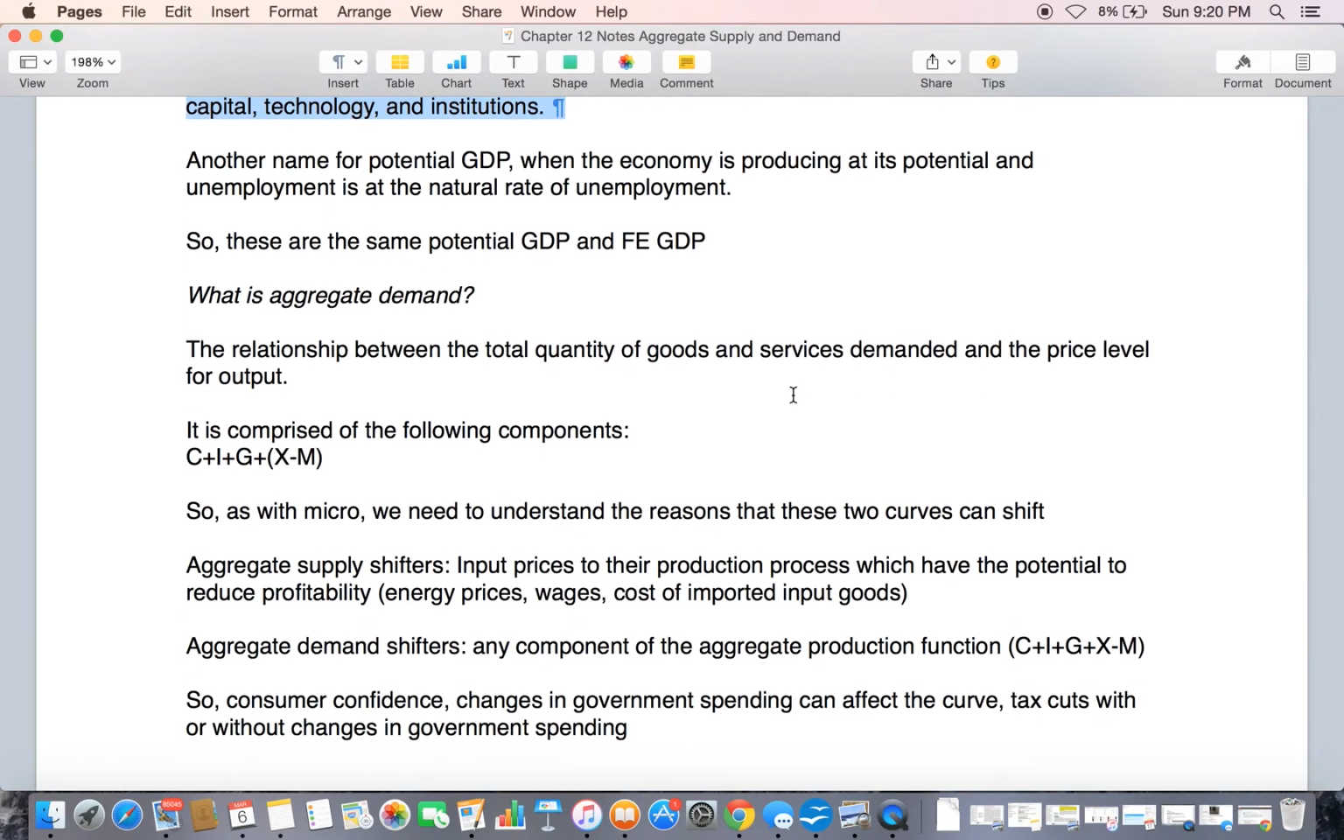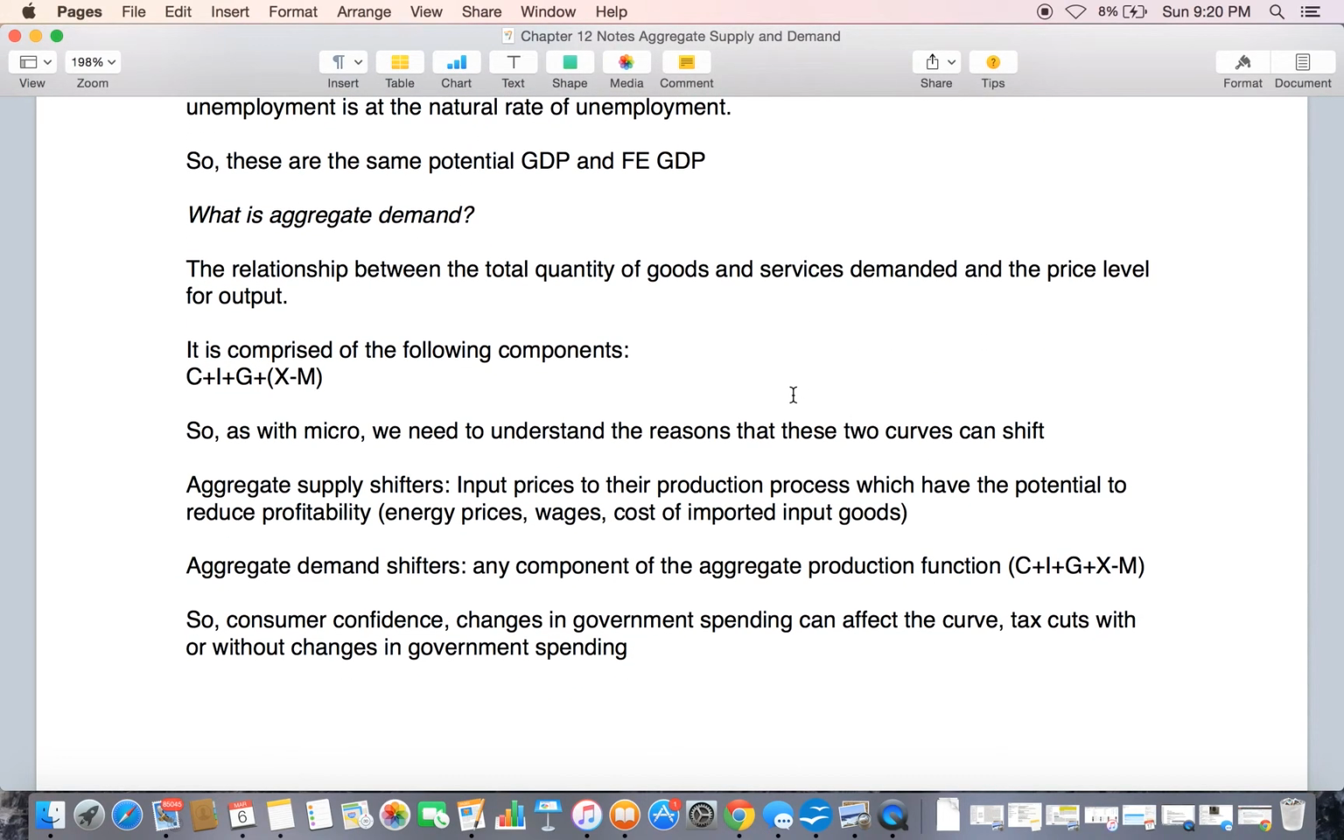So now let's flip to aggregate demand. Aggregate demand is the relationship between the total quantity of goods and services demanded in the economy by all of the consumers in the economy and the price level for output. So as prices rise, consumers demand less and less of all goods and services. As prices fall, consumers demand more and more of goods and services.